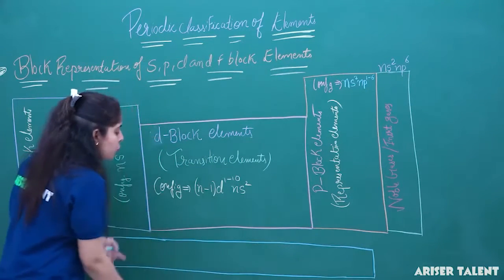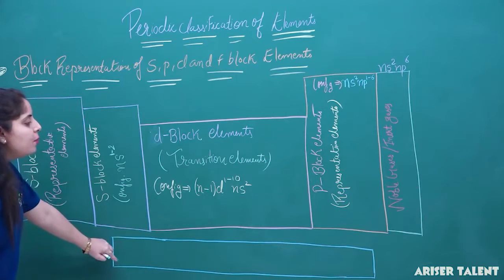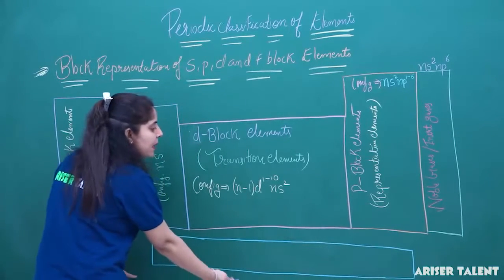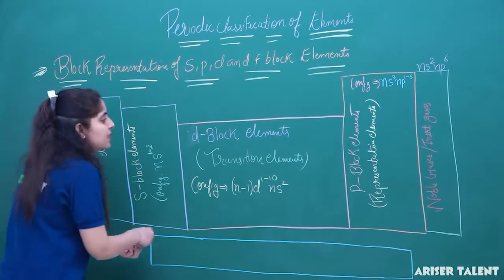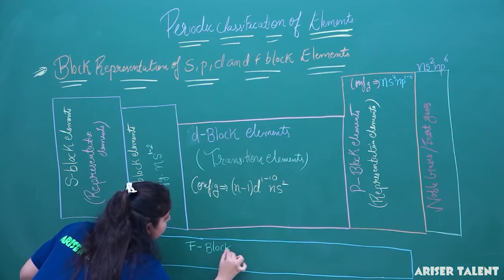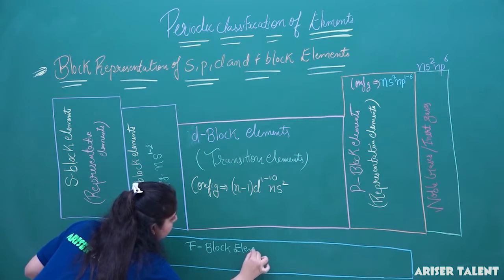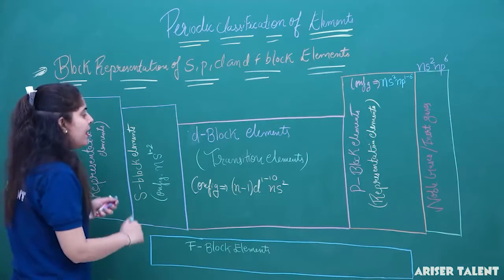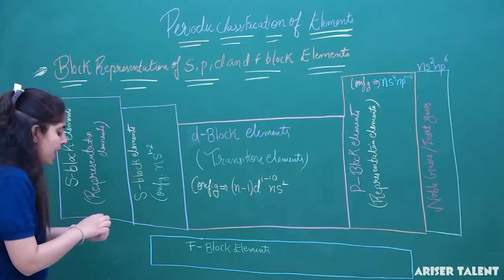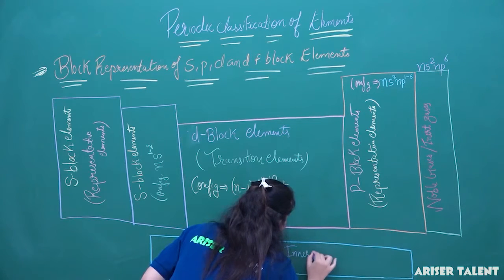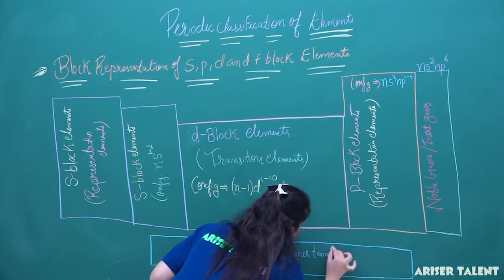Now, let us move to this horizontal block. This horizontal block is actually the F block elements, separated from the periodic table and placed at the bottom part of the periodic table. So, this is our F block elements. These are F block elements, and the F block elements are usually known as inner transition elements. These are inner transition elements.